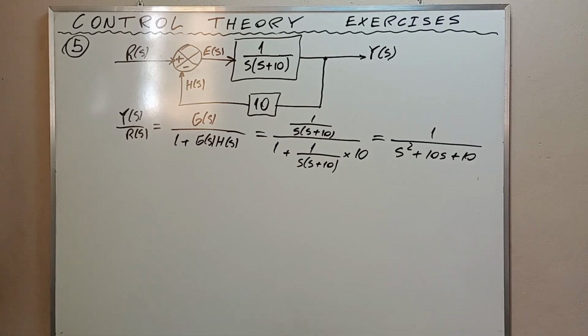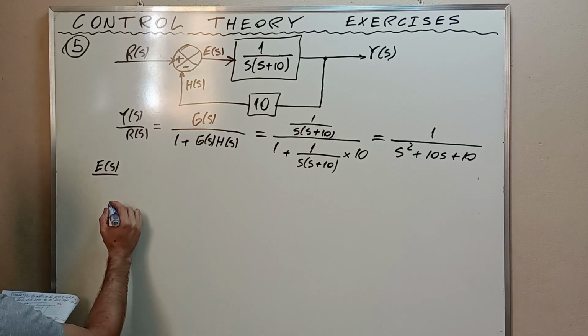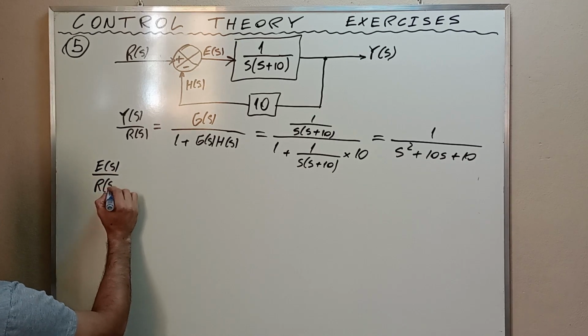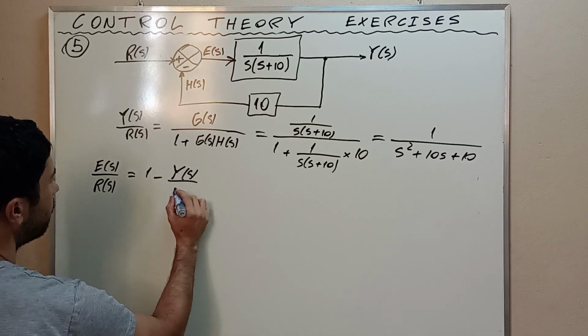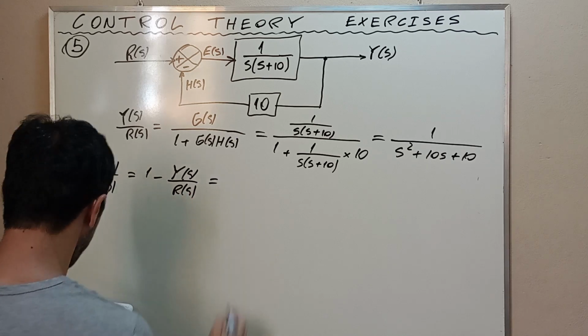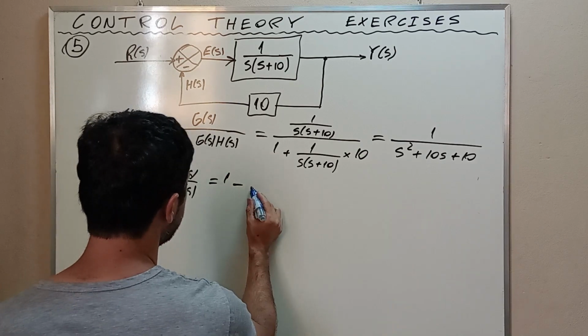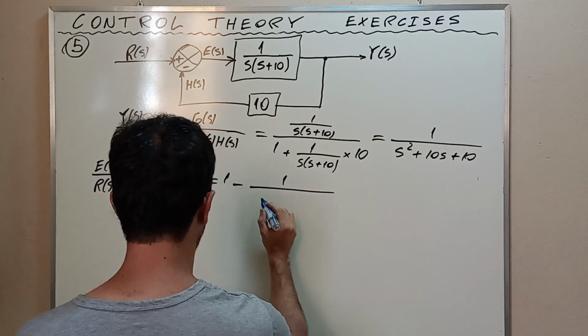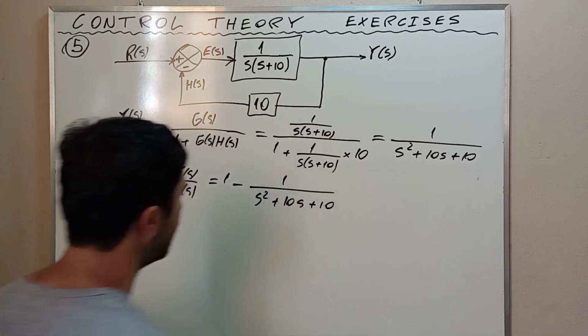The error transfer function, okay, the error transfer function can be obtained from the closed loop transfer function like this. E(s) over R(s) is equal to 1 minus Y(s) over R(s). And this is equal to 1 minus this: 1 minus 1 over s squared plus 10 times s plus 10. Okay?